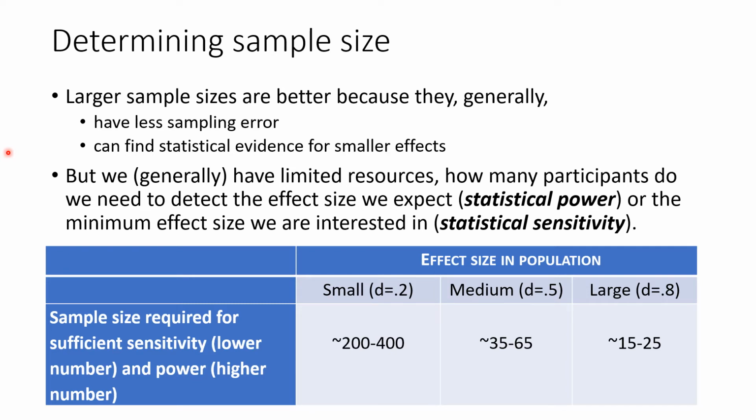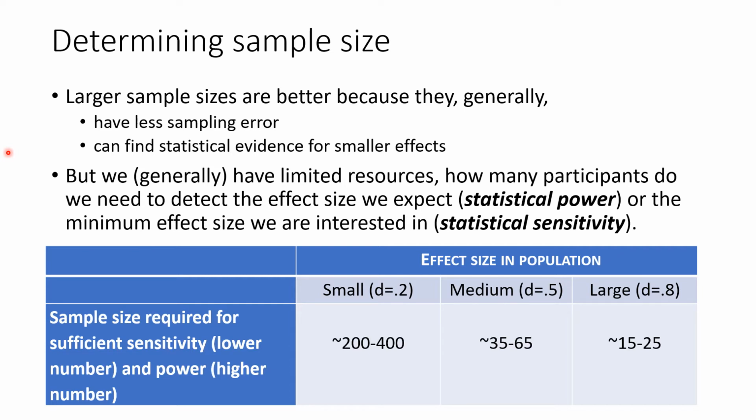Now, as I said at the beginning, larger sample sizes are generally better. So if you can afford to use a huge sample size, go ahead, that's great. However, generally we have limited resources. We really can't afford to have 1 million participants in every study. That would just tax our resources. So the question is, how many participants do we actually need to find what we're looking for?